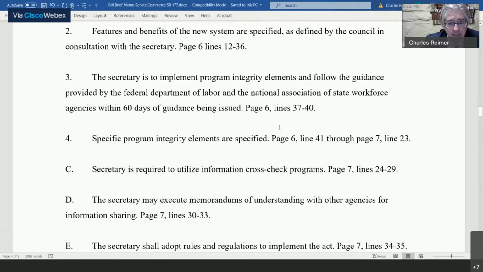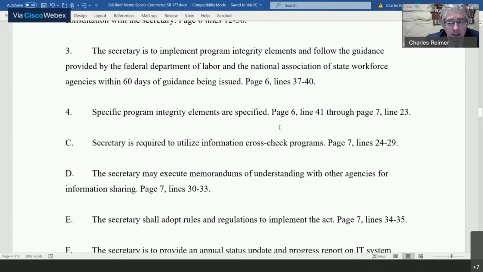The secretary is to implement program integrity elements, follow the guidance provided by the Federal Department of Labor and the National Association of State Workforce Agencies within 60 days of that guidance being issued.